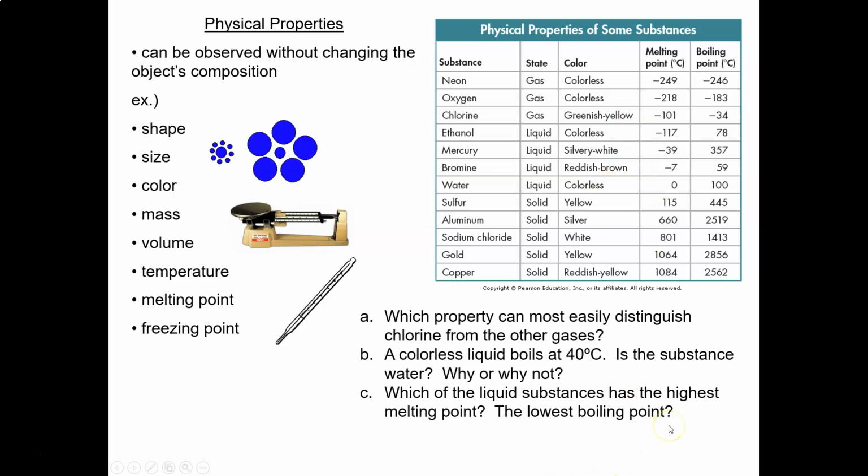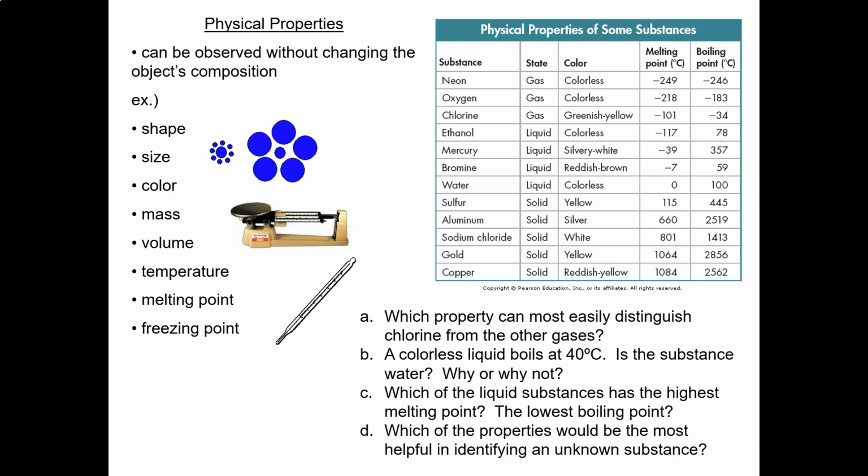Which one has the lowest boiling point? So if you look at those 4 liquids, which one would you say? Probably bromine, right? Bromine only has a 59 degree boiling point. All the other ones are higher than that.